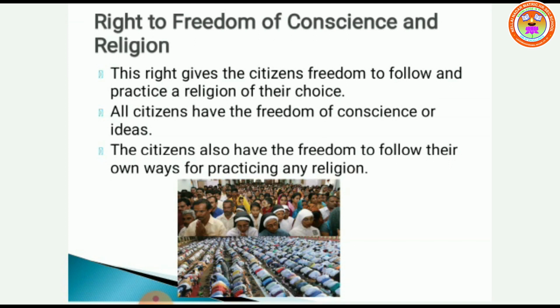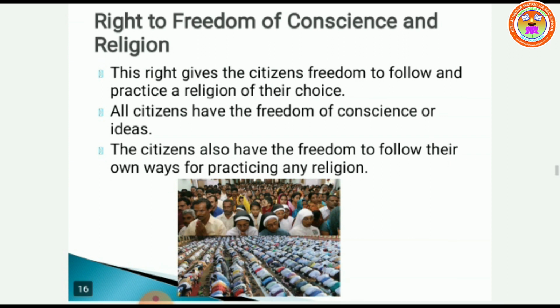Right to freedom of conscience and religion. The right gives a citizen the freedom to follow and practice a religion of their choice. So this point says if you're born a Hindu and want to practice Islam, you can do it. If you're born a Christian and want to follow Hinduism, you can do it. If you're born a Muslim and want to practice any other religion, you always have the right to do it. All citizens have the freedom of conscience and ideas. All citizens have the freedom to follow their own way of practicing any religion.